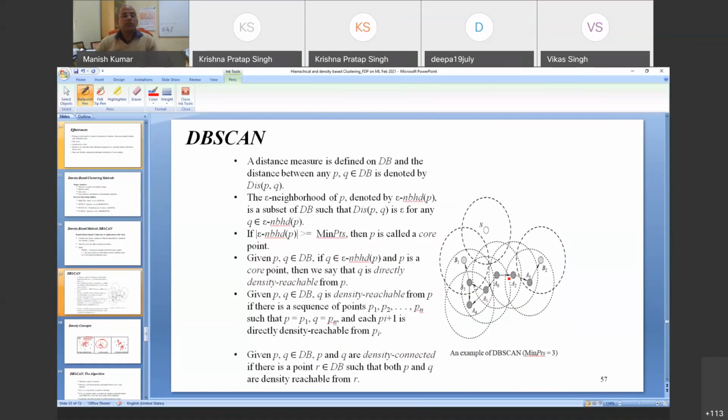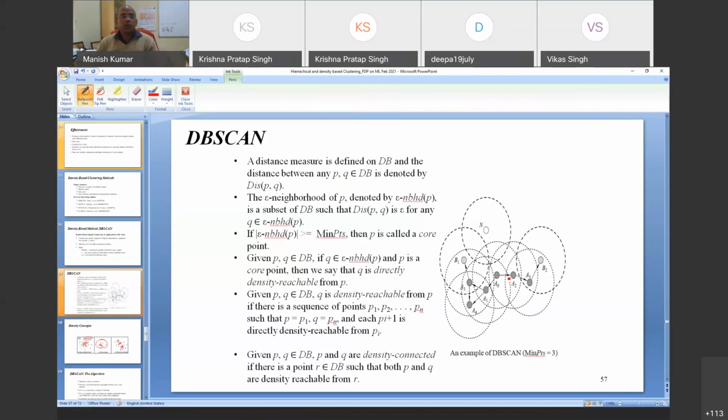The other definitions: if the epsilon neighborhood of P has a number of points greater than or equal to minimum points, then P is called a core point, or P can be referred to as a first level of cluster. Given P, Q belonging to DB, if Q belongs to the epsilon neighborhood of P and P is a core point, then we say that Q is directly density reachable from P. Then given P, Q, Q is density reachable from P if there is a sequence of points P1, P2, ..., Pn such that P is P1 and Q is Pn, where each P(i+1) is directly density reachable from Pi.